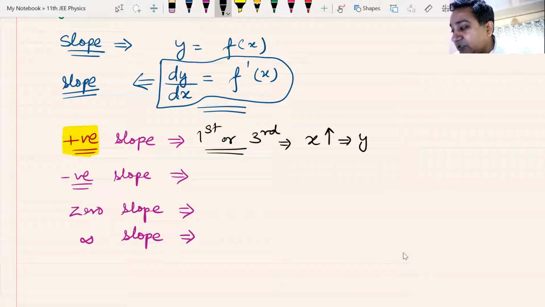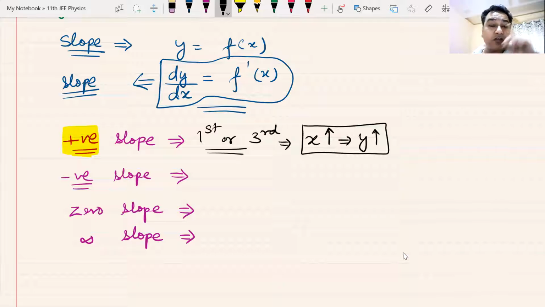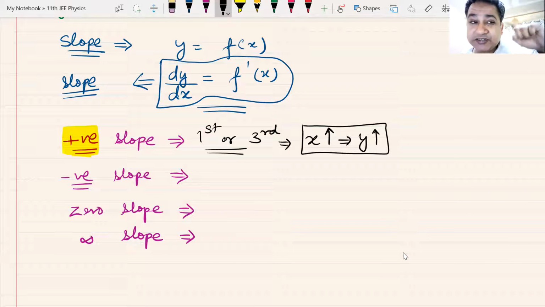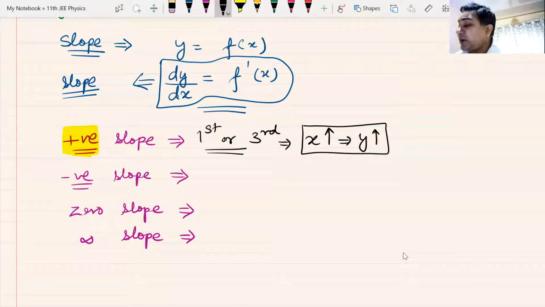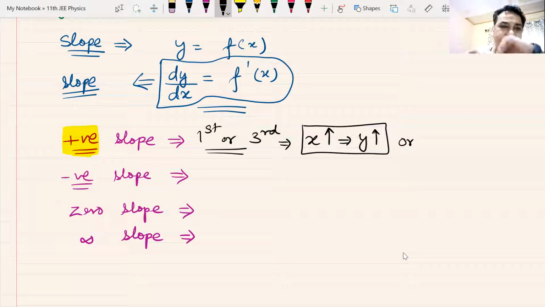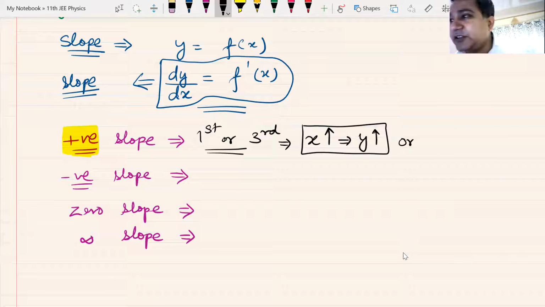Yes, this is how you understand the positive slope graph. If the value of x increases, the value of y also increases. Yes, that is how you understand it is a positive slope graph. Or you can call it in a different way. You can call the reverse of it, vice versa. What is the reverse of it?